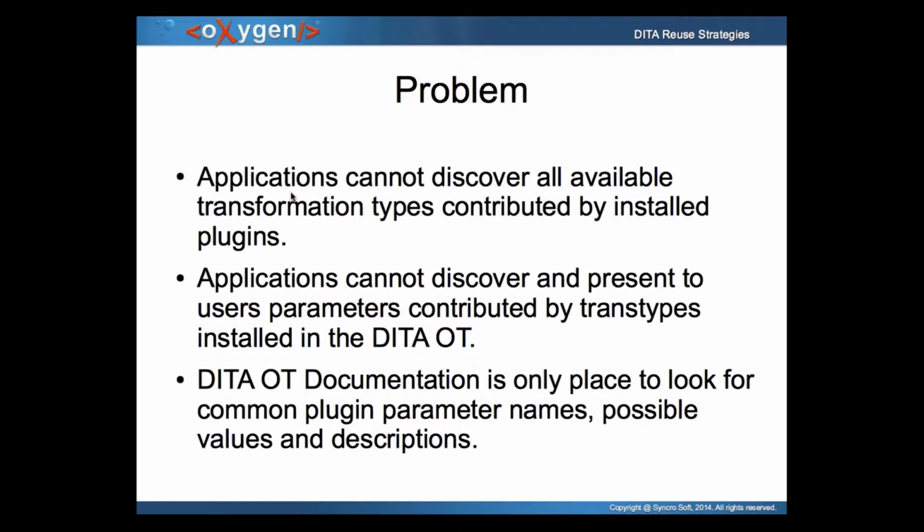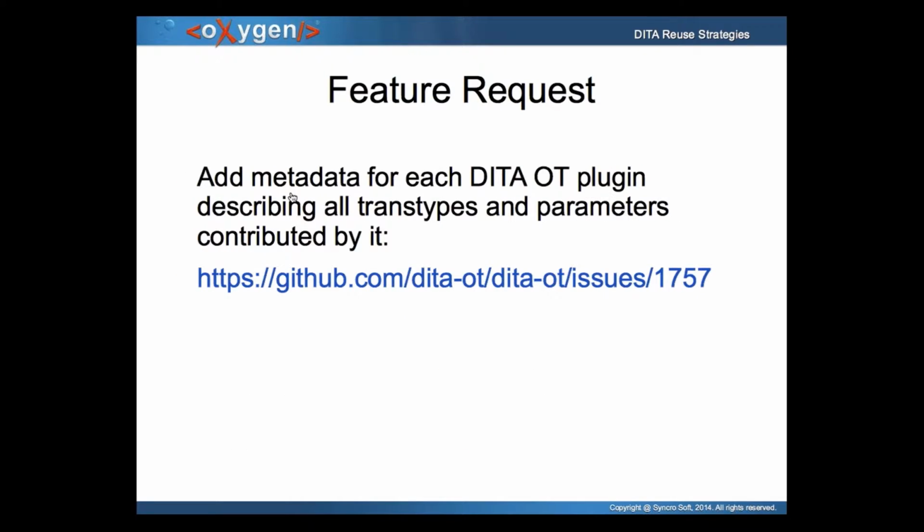And also, if I wanted to see for a common plugin what public parameters it contributed, I needed to look that up in the DITA-OT documentation. And my feature request was this: to add some metadata to each DITA-OT plugin, to make it possible for it to describe in a metadata structure all its contributed transformation types and public parameters.